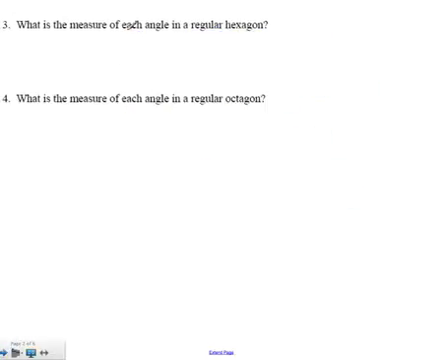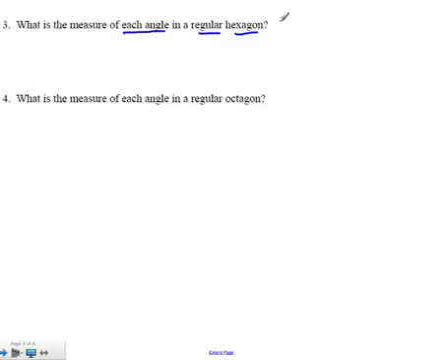Okay, well, why don't you guys try the next ones? Just to recall that we are dealing with each angle, we're dealing with regular, and then it's going to give us each specific shape. Take a couple minutes, just try these on your own. Pause the recording now, and when you're ready to check your answers, hit play.